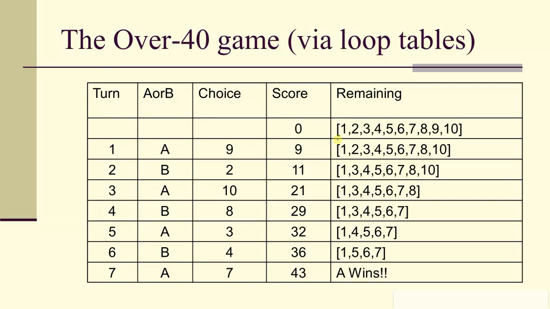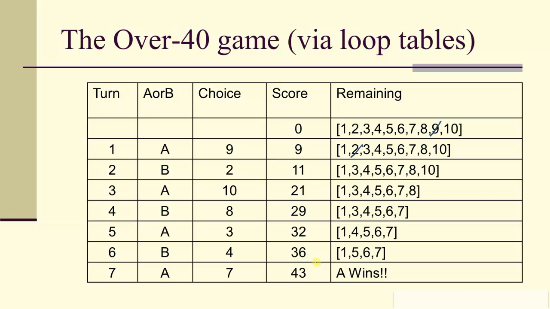Now here's another example. This is a loop table, and it's the same game, not the same choices, but notice we start with a score of 0, and this is what we have so far. Player A chose a 9, so that gets rid of the 9, and you can see in this list there is no 9. Player B chooses the 2, and so that removes the 2, and you can see there's no 2 in this list, and so on. And in this case it's to 36, A chooses the 7, and A wins.